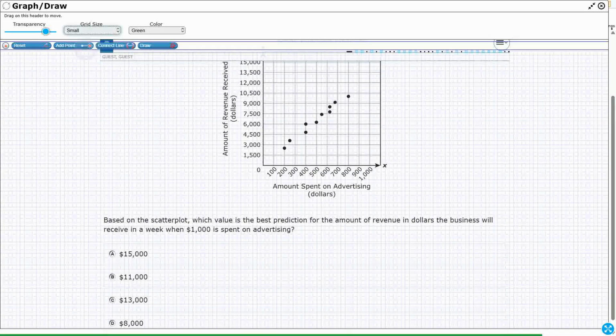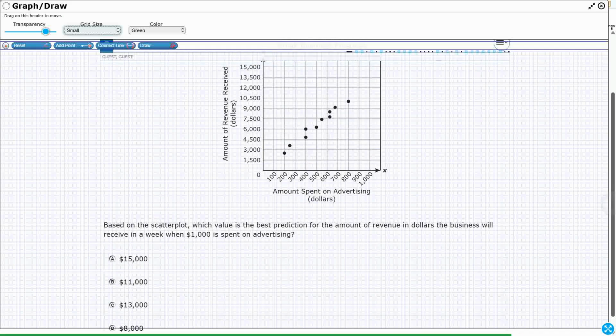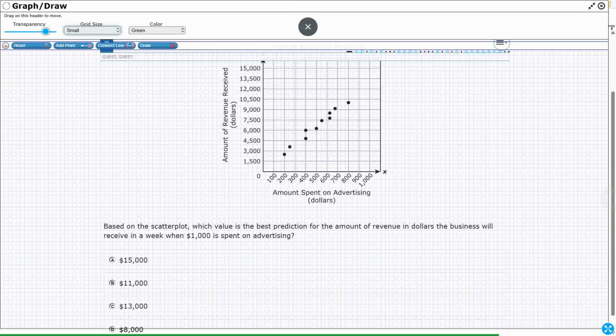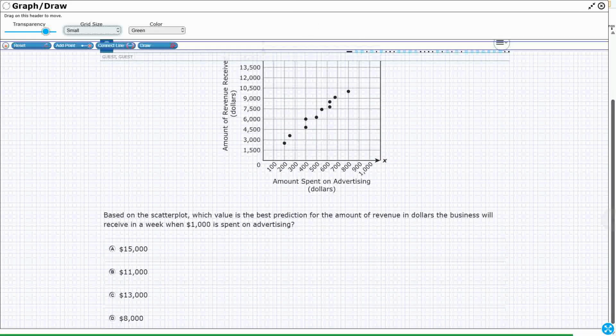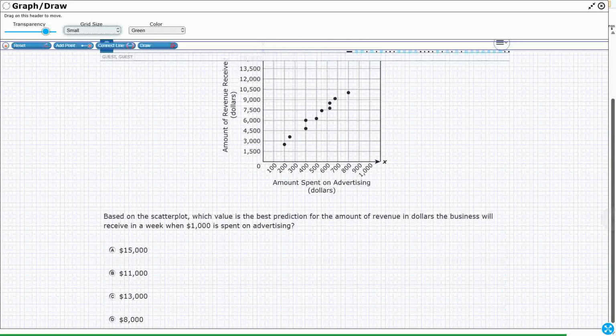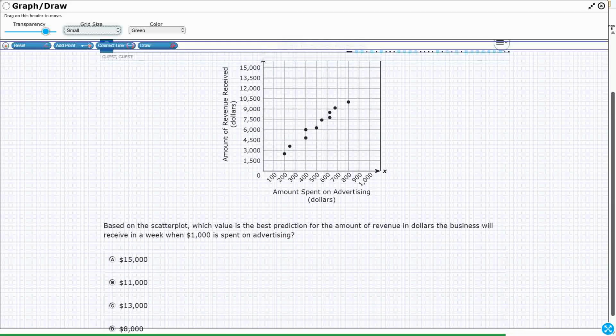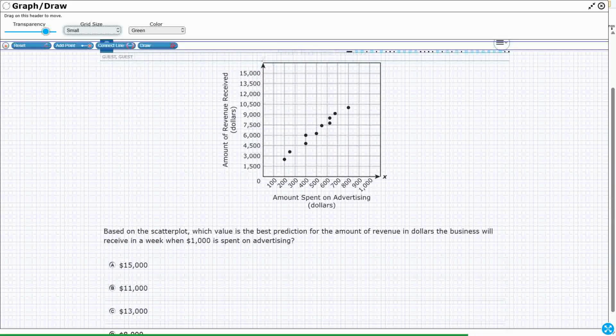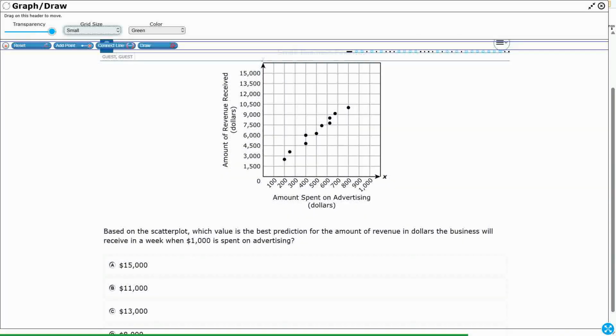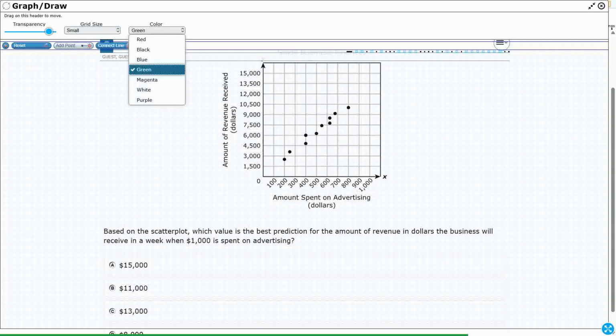I'm going to change this grid size to small so we can see what it's going to be like right there. What we want to do here is draw a trend line to estimate where we think some of these values are going to land. I'm going to leave this on just a little bit so we can see the grid lines behind it. Let's go ahead and add some points.